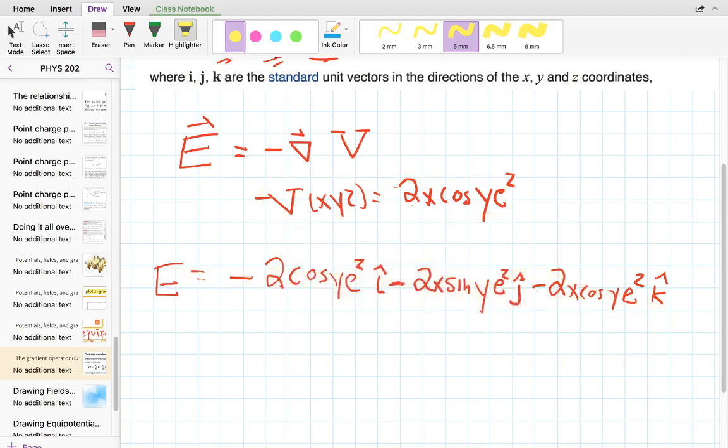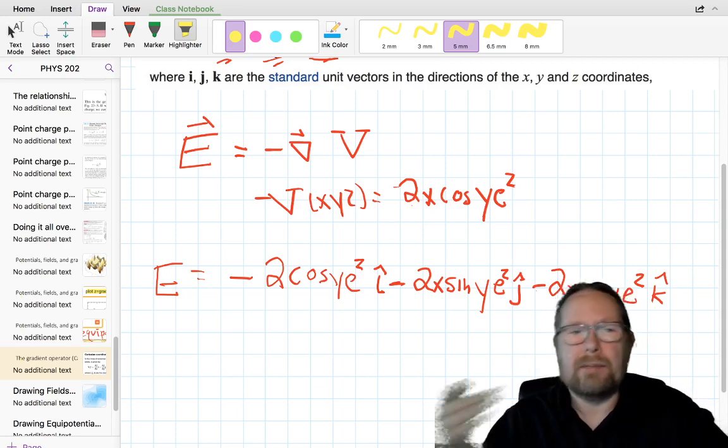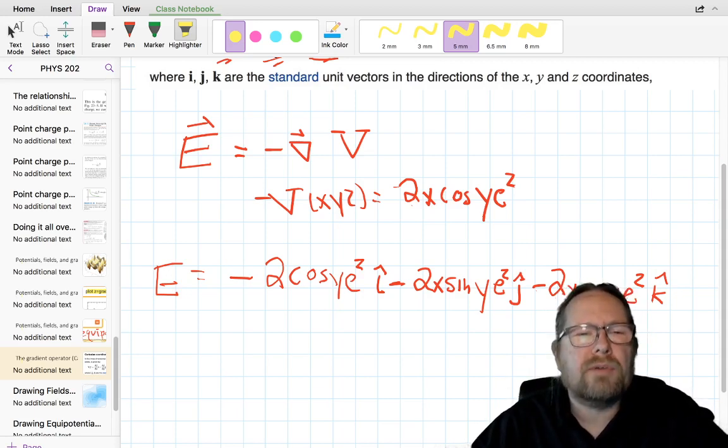That's not something we'll do in this class. We won't be actually computing three-dimensional vector fields from potentials, but it's something you'll be doing in a, say, sophomore level electromagnetism class if you ever get to that point in your physics studies.